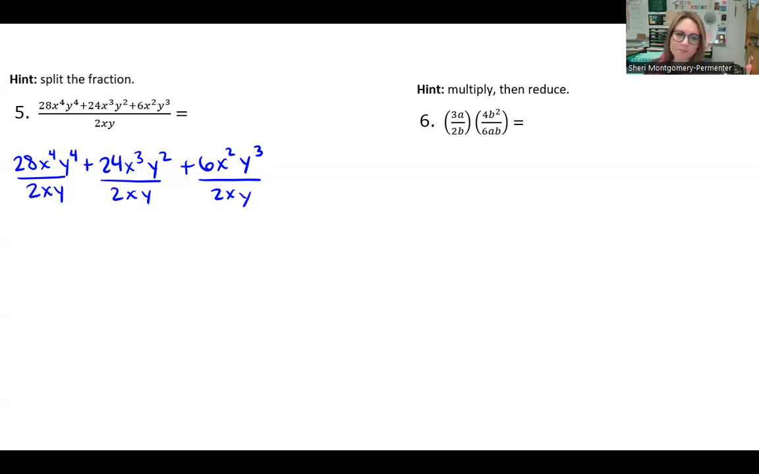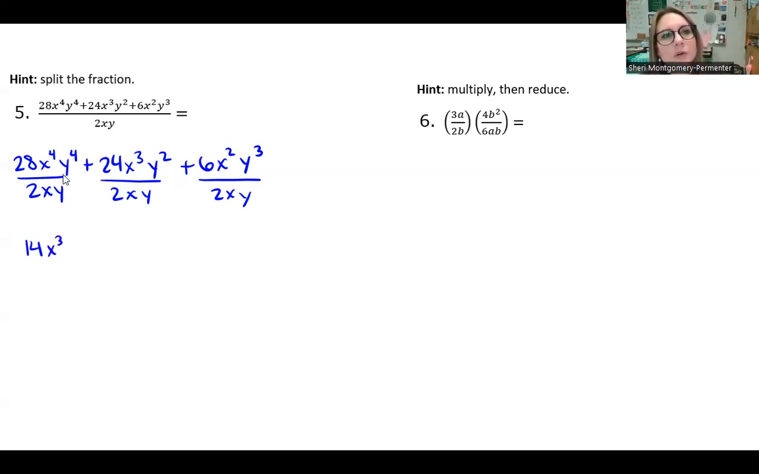Once we split the fraction up, we're going to reduce every single fraction. So the first thing that we can look at is the number parts. 28 divided by 2, what's that? 14, good job. And then let's look at the x's. So we have 4, and so when you're dividing, you subtract. We have 4 and we're taking away 1. We have x to the third.